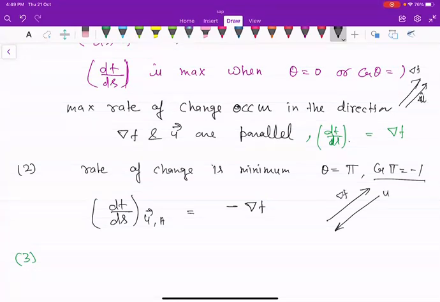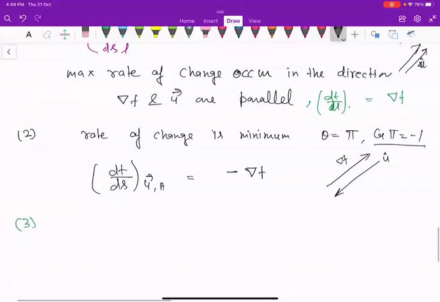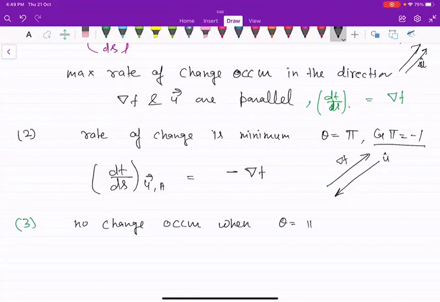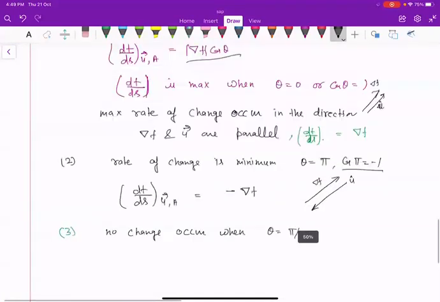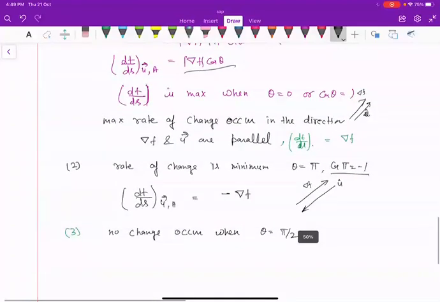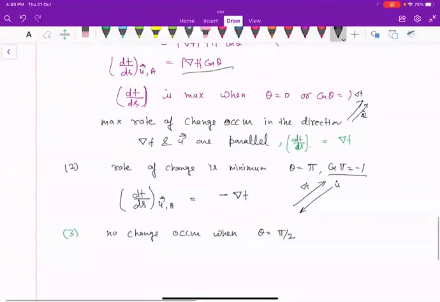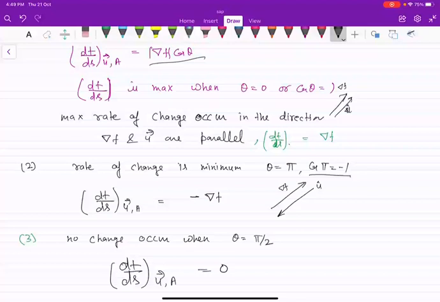Okay, and now no change occurs when theta equals pi by 2, that is 90 degrees. That means df over ds equals 0. Okay, and cos of pi by 2 equals what? It is 0. So these are the properties of the directional derivative.